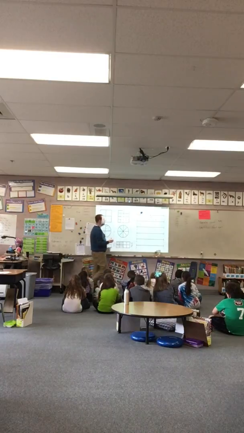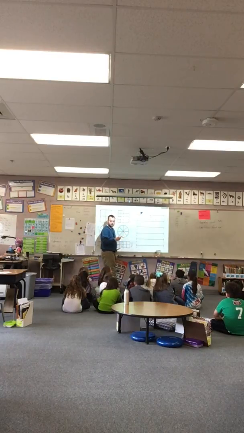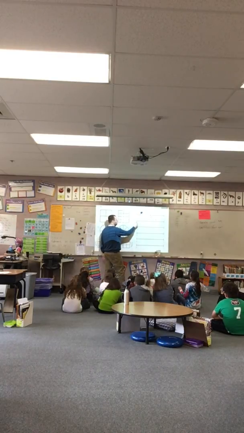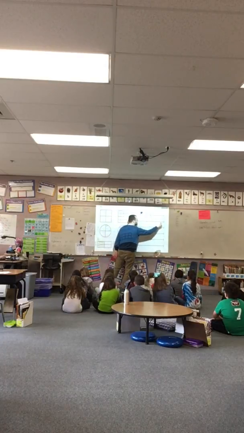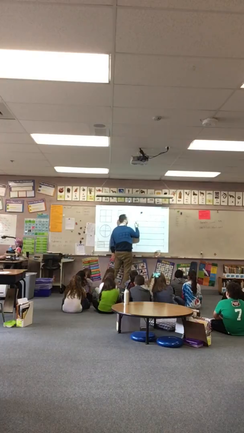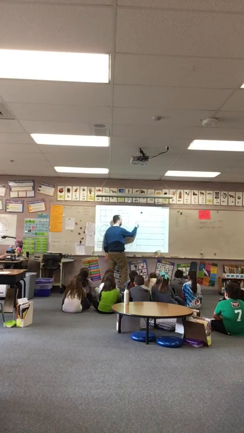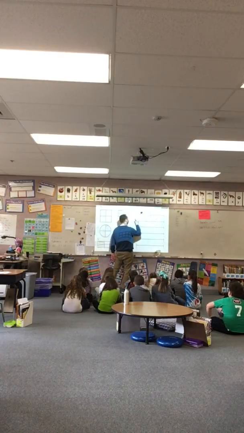2/3. And how do we know it's 2/3? Because there's 3 spaces. Because I count my jumps, right? 1, 2, 3. So I know 3 is on the bottom, right? And if I go 1, 2, right?